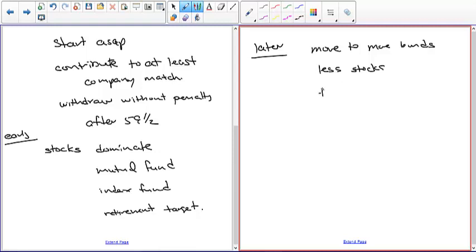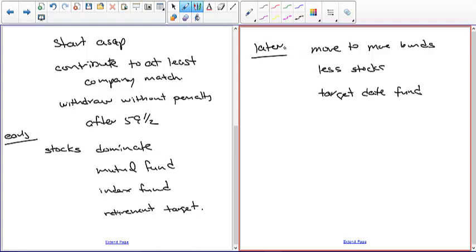So later, just leave it in the same target date fund. If you want to be a little bit more risky, you could just use a later target date, so it fakes it out and thinks you're going to retire later. If you're more conservative, you could use a target date fund that's earlier than you actually plan to retire.